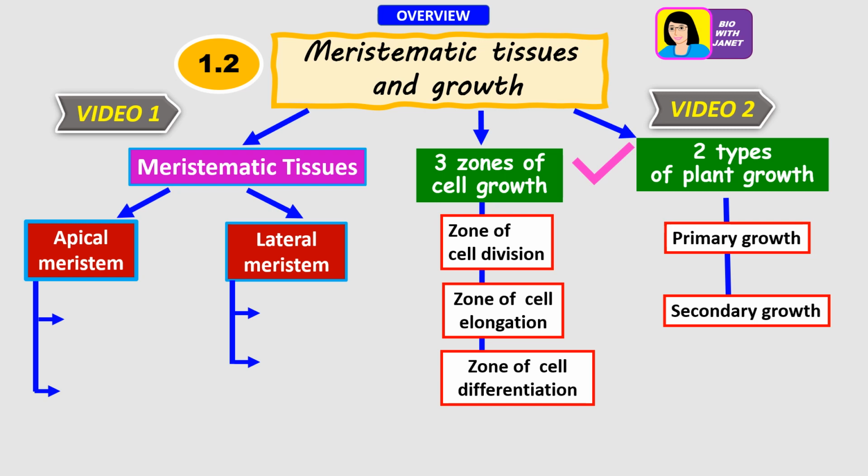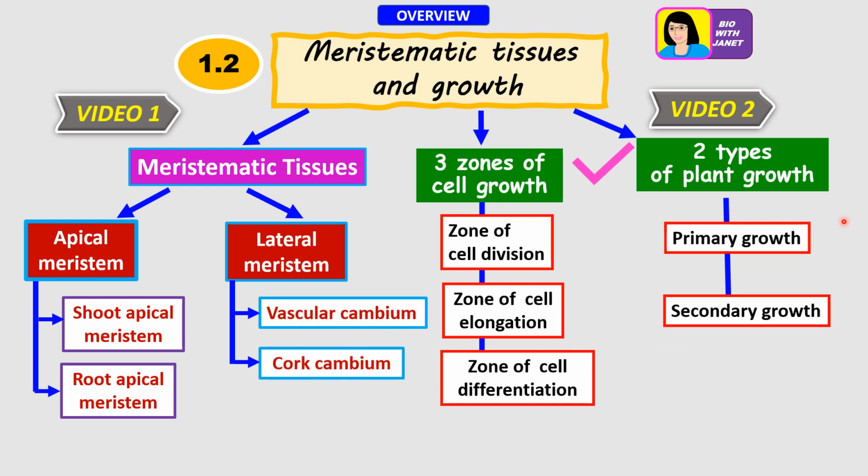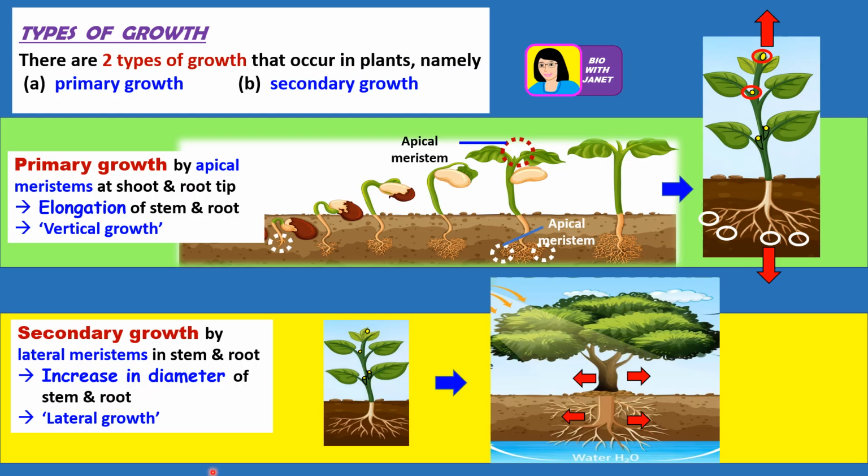Now, overview. We have already discussed meristematic tissues. There are two types of meristematic tissues. The apical meristem is made up of the shoot apical meristem and root apical meristem. Lateral meristem is made up of the vascular cambium and the cork cambium. We've already discussed the three zones of cell growth in the apical meristems. Now we're going to go on to the two types of plant growth, which are primary growth and secondary growth. We'll be focusing on this too.